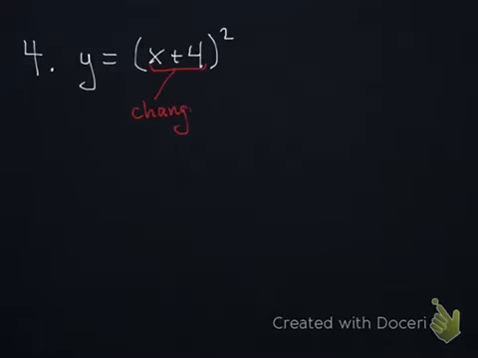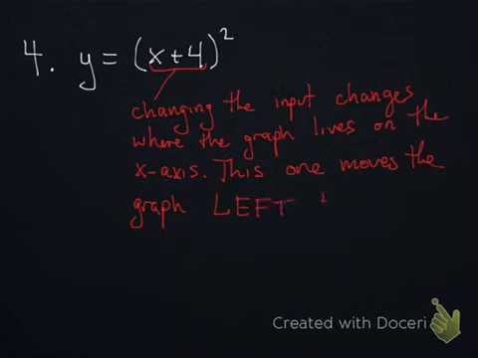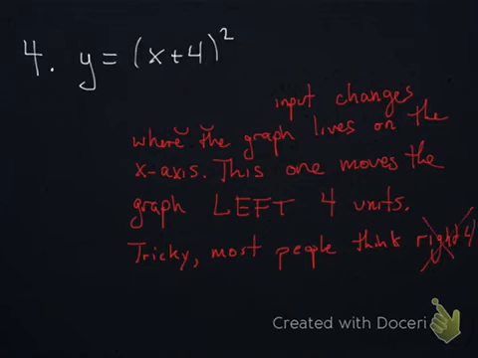The last one, y equals (x plus 4) squared. Again, we're changing the input, so it's going to change where the graph lives on the x-axis because the x is the input. This one moves it left 4 units. Again, it's tricky when you change the input. So here's what it looks like.